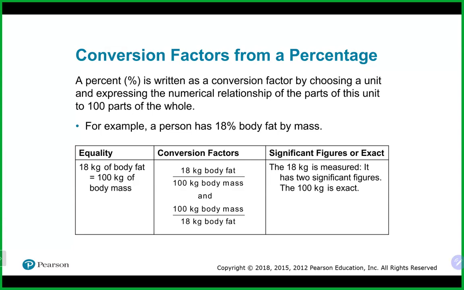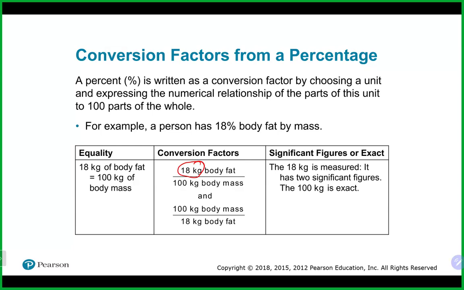It's kind of the same idea. For example, if you got a 90 on your exam, you probably got 90 points out of 100, basically, right? It was 90%. So, for example, if we have 18% body fat by mass, that would mean you have 18 kilograms of body fat per 100 kilograms of body mass, or you could flip it around as well. In this case, we would look at the 18 as the number of significant figures we would want to count, which would be 2. This would be more of a metric approach.